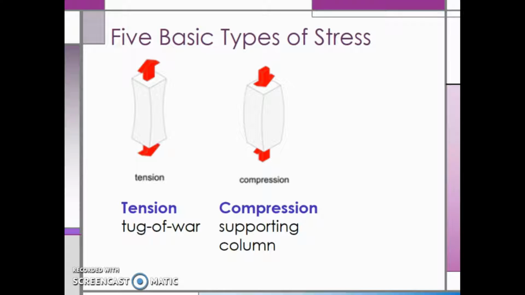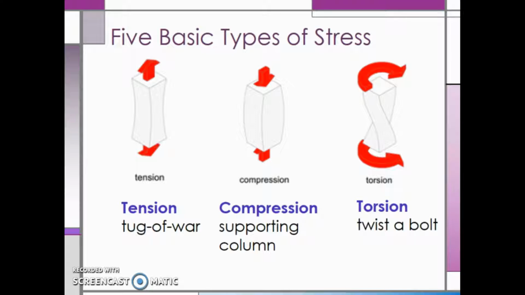force downward. The third type of stress is torsion. Torsion is the twisting of an object due to an applied torque. An example of torsion might be twisting a bolt into place.